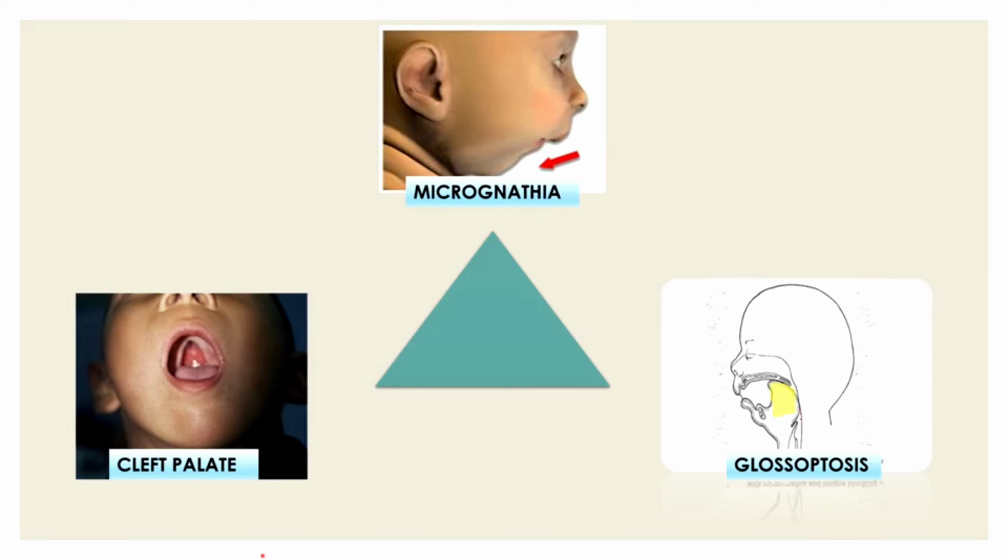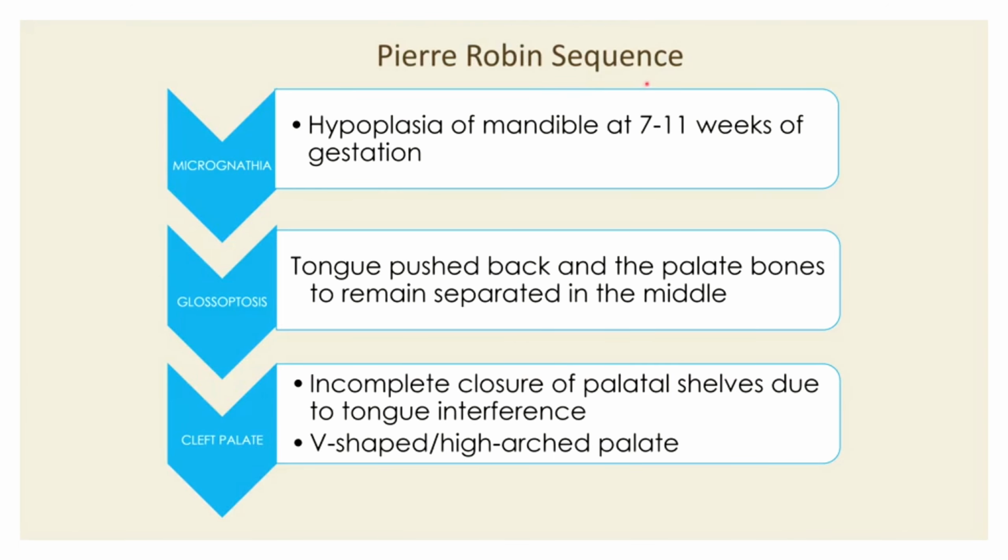Pierre Robin syndrome is a rare birth defect that occurs during fetal development. It commonly presents as a triad of symptoms: micrognathia, also called small jaw or underdeveloped jaw. The second is glossoptosis. It is the backward positioning of the tongue. The third is the cleft palate. Pierre Robin syndrome is called a Pierre Robin sequence because one defect leads to the other.